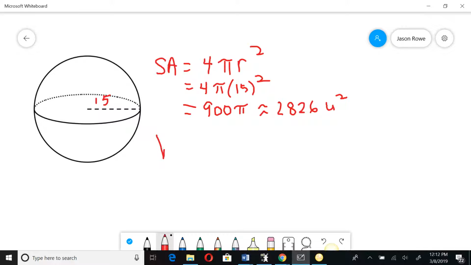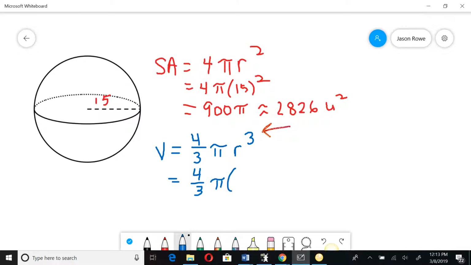All right, so here is the volume formula. Let's change colors. It's 4/3 times pi times the radius cubed. So that's a new thing for us, that we have to cube the radius, not square. Make sure you pay attention to that exponent. That guy right there is a 3. So when we substitute, we've got 4/3 times pi times 15 cubed.